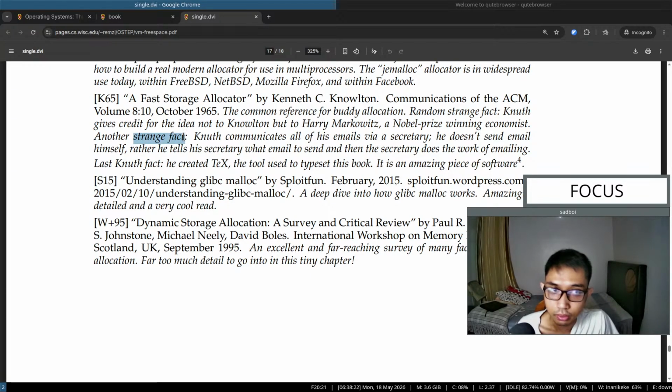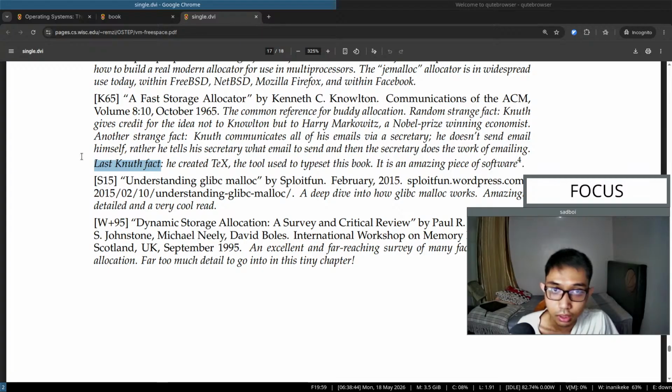Another strange fact: Knuth communicates all of his email via a secretary. He doesn't send email himself. Rather, he tells his secretary what email to send, and then the secretary does the work of emailing.